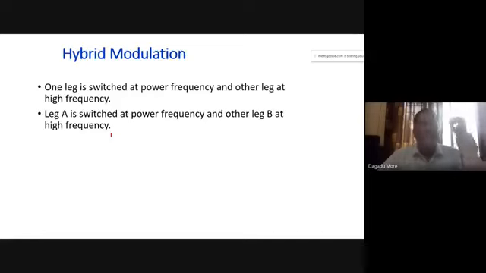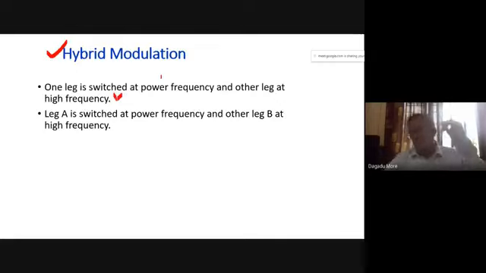We are going for the hybrid modulation. So the third option is the hybrid modulation. Here we have two legs. One leg we can operate at power frequency and the other leg at high frequency. So why are we doing this? The sole purpose is that we want to reduce the losses.